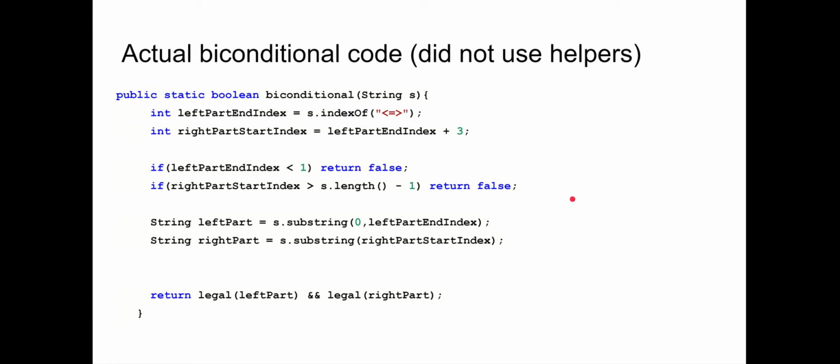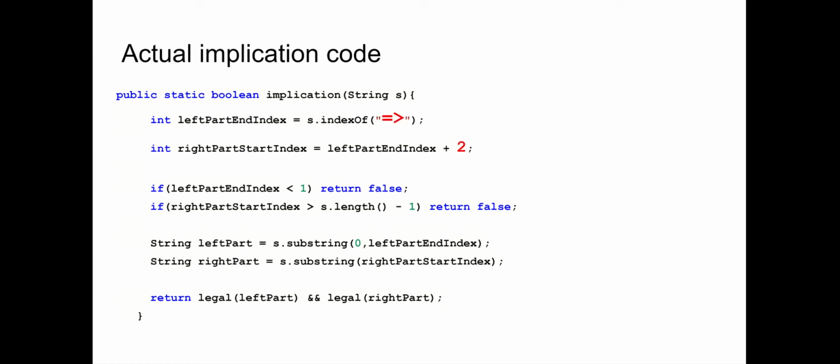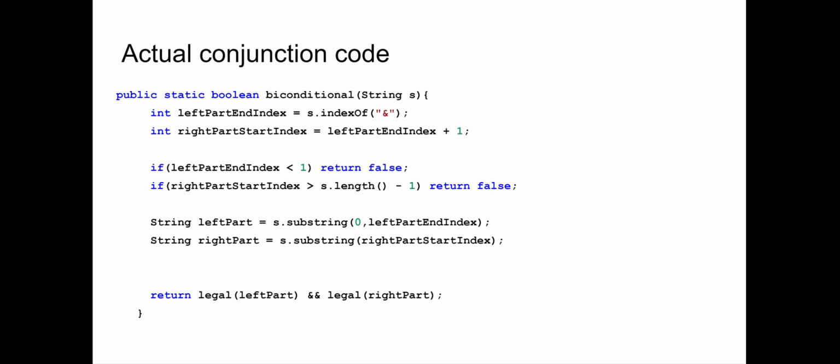And even more exciting, this code is virtually identical to the code for the other 3 cases. The only things we need to change are, for the implication code, we replace the biconditional operator with the implication operator, and the length of the offset we're checking for is 2. The rest of the code is completely identical. Same thing for conjunction. The conjunction is an ampersand and the offset is 1. And finally, for disjunction, the offset is also 1 and the operator is a vertical bar.